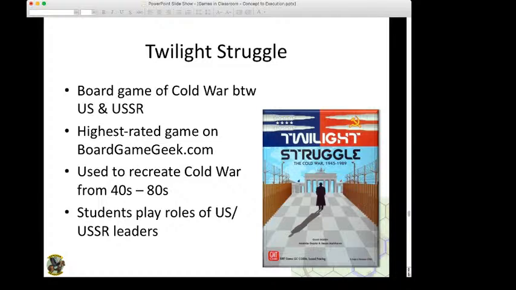Twilight Struggle, right? A board game in the Cold War between the U.S. and USSR. At the time I originally put this presentation together, it was the highest rated game on Board Game Geek. I think Gloomhaven may have bumped it out of the top slot by now, but I'm not 100% sure. Students are playing roles as U.S. versus Soviet leaders throughout the game, where they've got to make decisions, again, in historical context: was this good, was this bad? What are the right decisions of the options I'm faced with at the time? I can't just pick something completely out of the blue. These were the choices available.